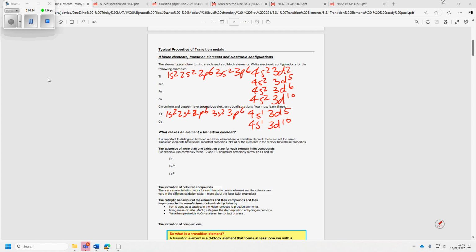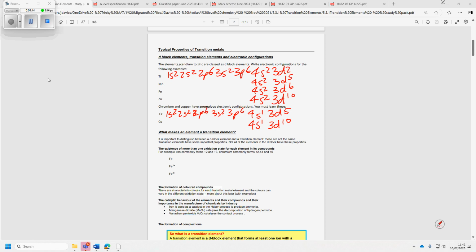It could be a very, very simple multiple choice question, it could be part of a much longer question as well. So, learn the anomalous electronic configurations of chromium and copper: 4s1 for both, and then either 3d5 for chromium or 3d10 for copper.